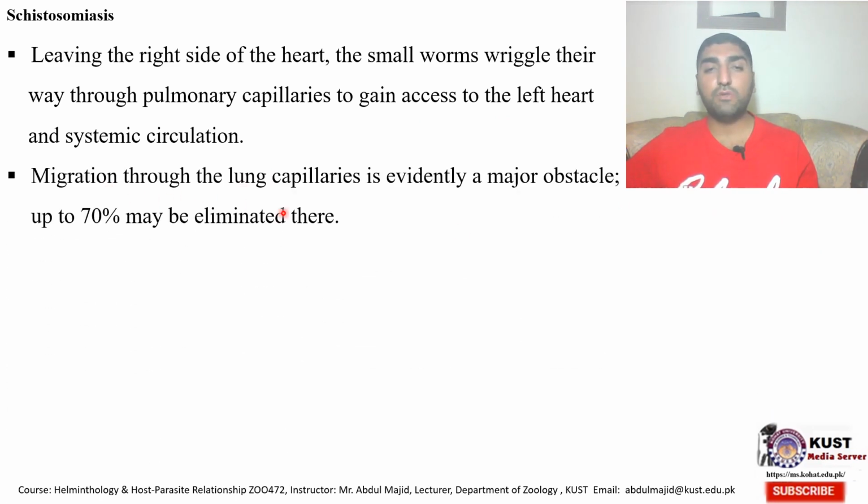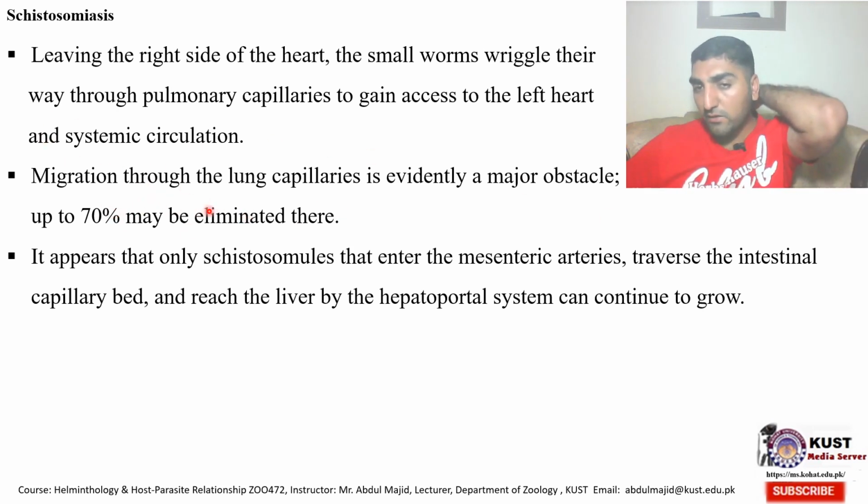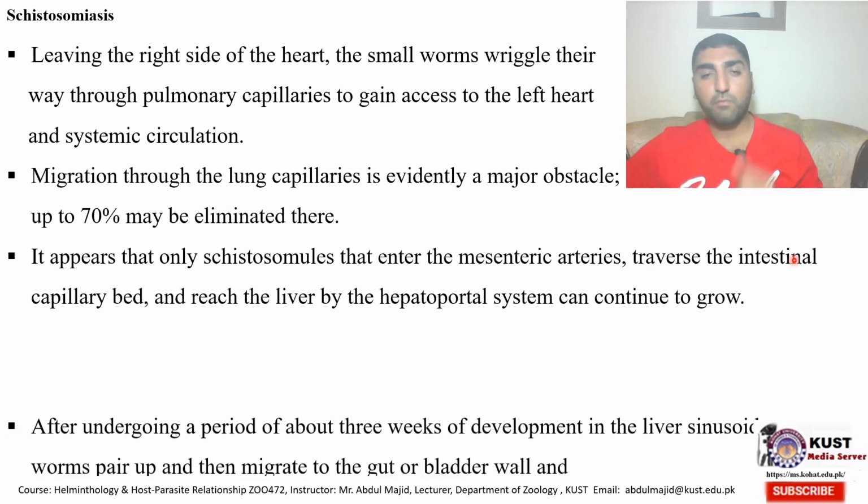Migration through the lung capillaries is evidently a major obstacle, and up to 70% are eliminated there. It appears that only schistosomes that enter the mesenteric arteries and make their way to the intestinal capillary bed, break through it, and reach the liver by the hepatic portal system can continue to grow, and the rest are mostly eliminated by the host immune system.